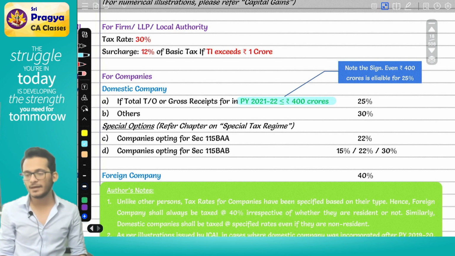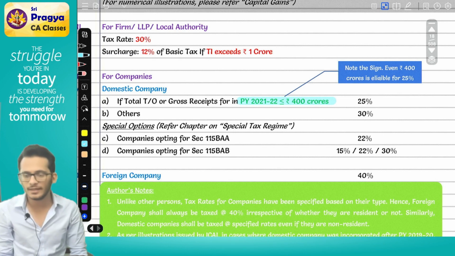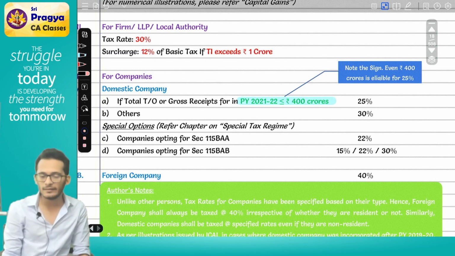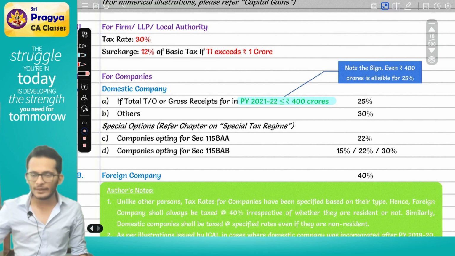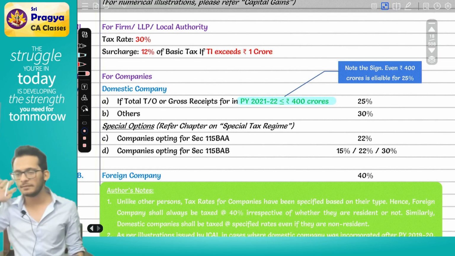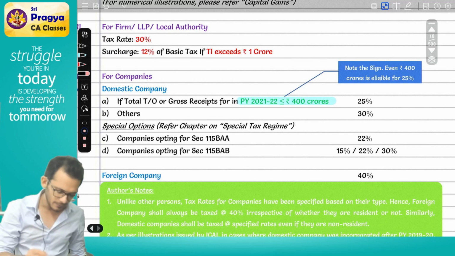Why is that amendment pen, Rahul? Because I told you it keeps changing every year. Last year it was 20-21. Now it is 21-22. Next year it will be 22-23. So that is also an amendment pen for you. Clear? Can we go forward?